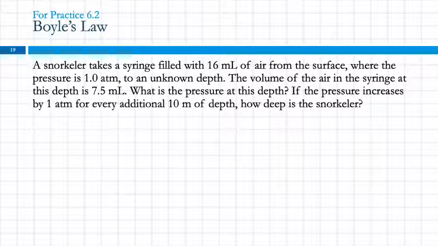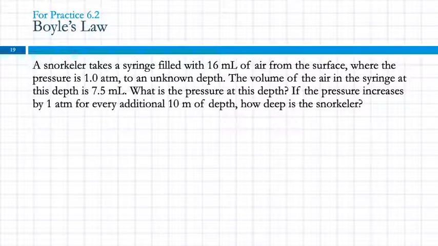Your mind can straighten it out a little bit, and then you can just see what's going on. So a snorkeler takes a syringe filled with 16 milliliters of air from the surface, where the pressure is 1 atmosphere, to an unknown depth. The volume of the air in the syringe at this depth is 7.5 milliliters. What's the pressure at this depth? If the pressure increases by 1 atmosphere for every additional 10 meters of depth, how deep is the snorkeler?